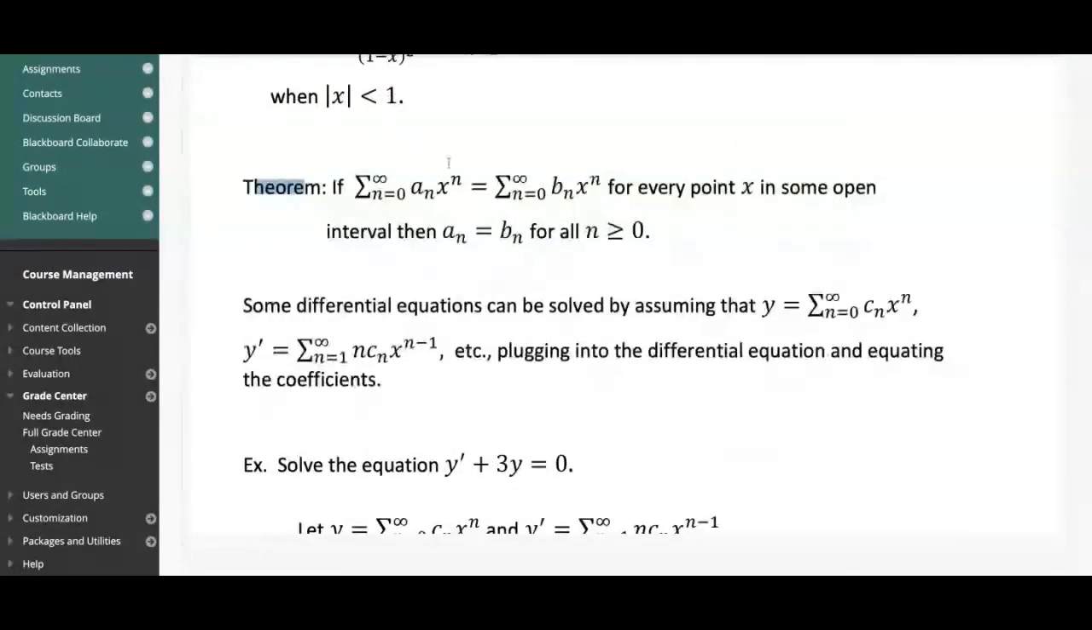Theorem. If one power series with coefficient a_n equals another power series with coefficient b_n for every point x in some open interval, then the coefficients have to agree term by term. a_n equals b_n for all n.